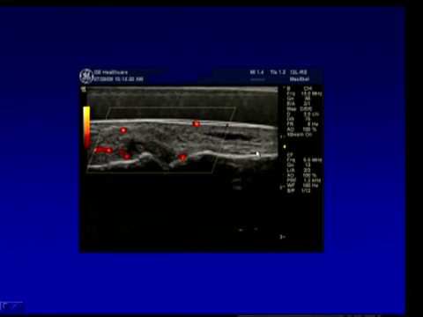And here's another example again. Here you see some effusion underneath the skin. Here you see some thickening of the synovium over the bones of the wrist.